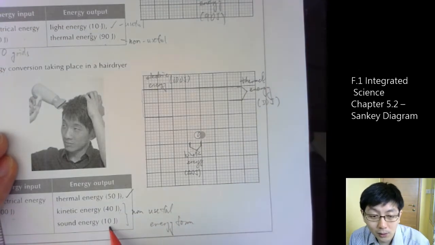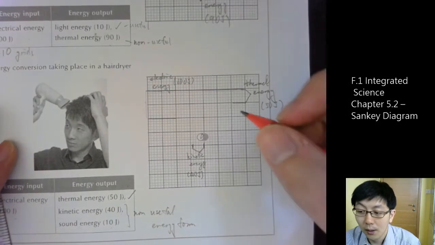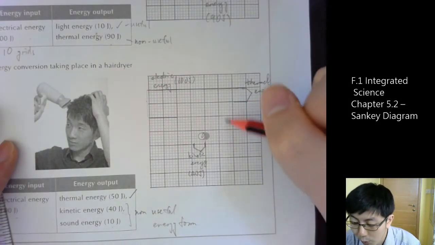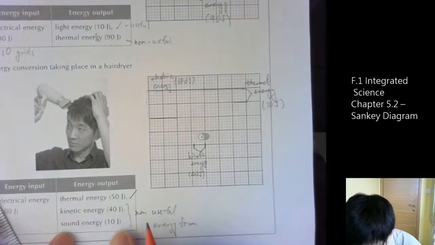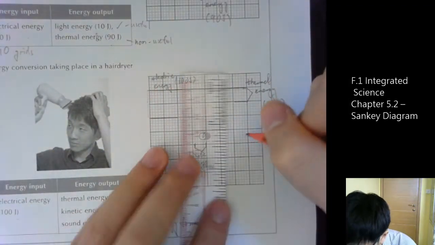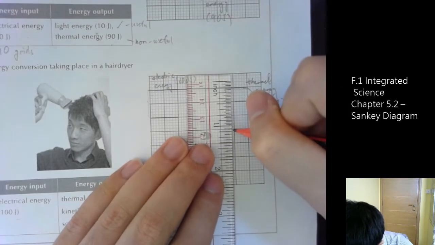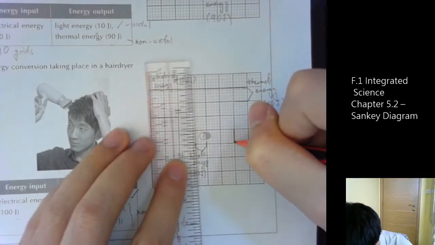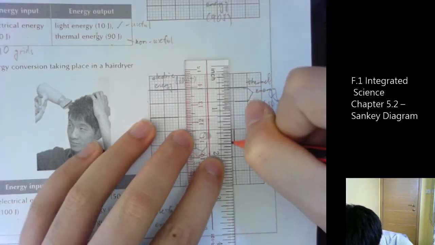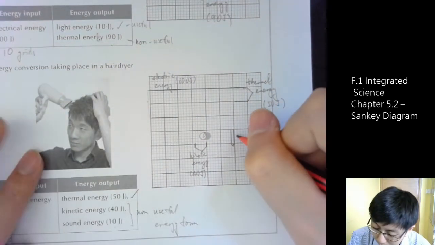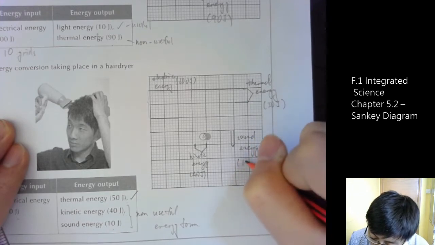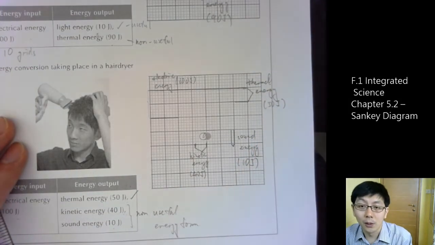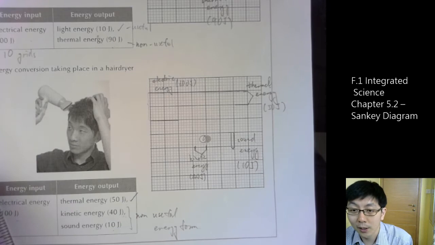How about the 10 joule of sound energy? It may be somewhere here. So the arrow will look like this. Sound energy, only 10 joule, so it just occupies 1 grid. This one is sound energy, 10 joule. Now the last thing is we connect them together.